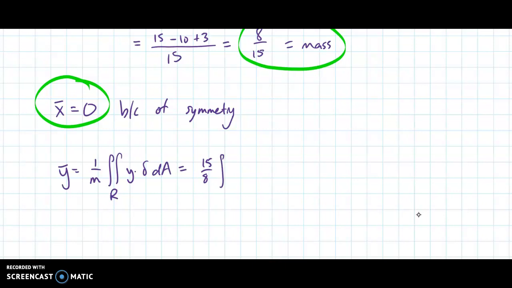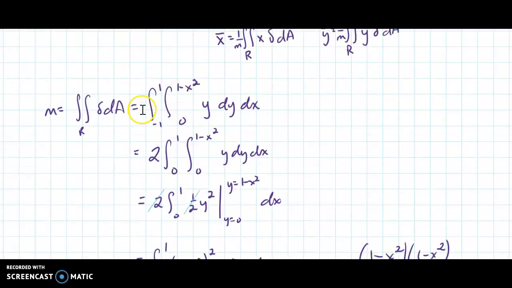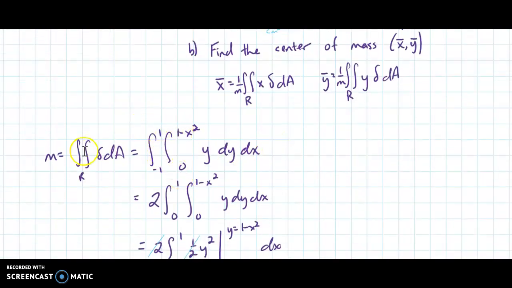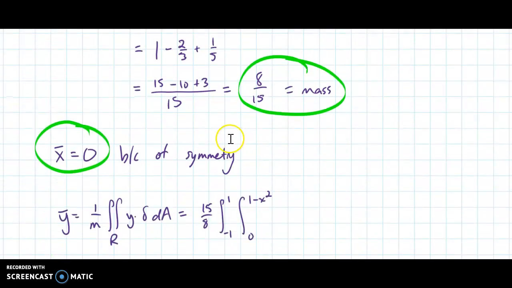And then I'm going to do the integral from -1 to 1, and then the integral from 0 to 1 minus x squared. Same bounds that I had up here initially when we were doing the actual mass. And then I've got y is this right here, and then remember the density itself was also y. So we're going to have a y squared when we multiply those two. And same order again, not dx first, dy, then dx.